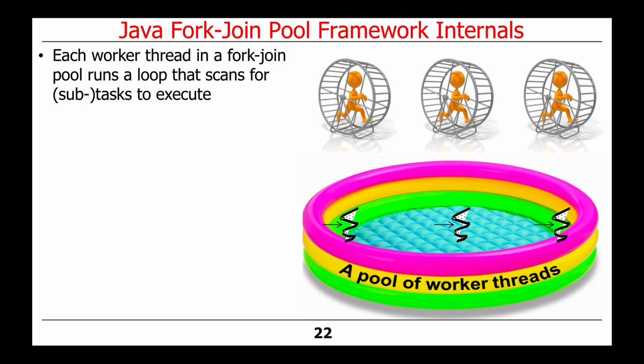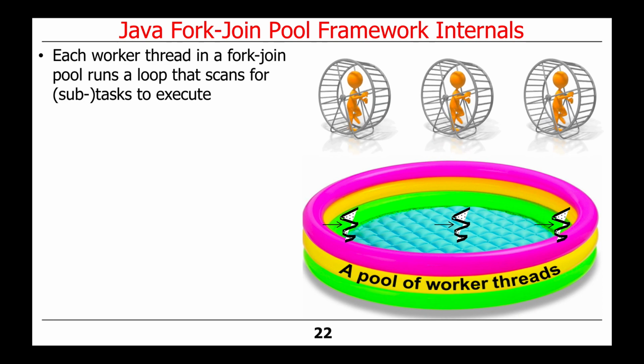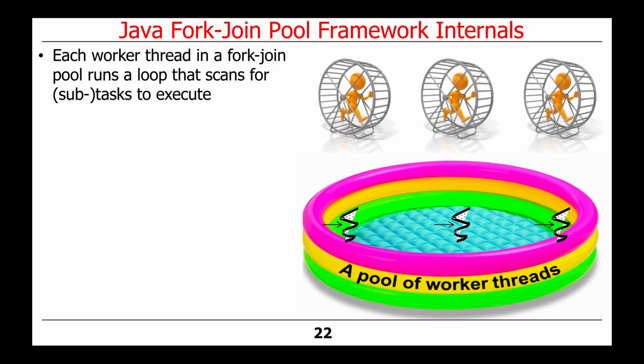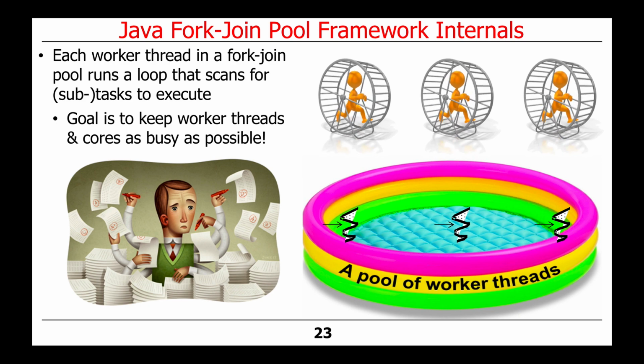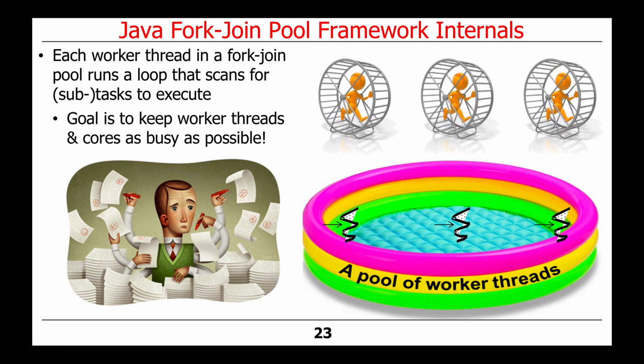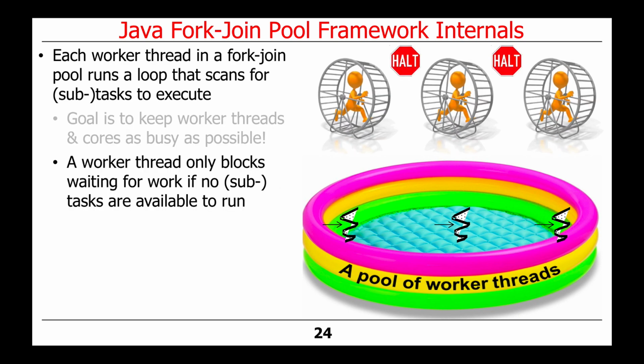Every worker thread in the fork join pool runs a loop that scans for subtasks to execute. The goal, as you'll learn if you watch the Doug Lee video, is to keep all the worker threads as busy as possible and the cores as busy as possible. A worker thread will only block if there is absolutely nothing left to do. So that's why you want to have a single common pool, so it can throw as much work into that common pool as possible in order to be able to keep the processors running as much as you can.